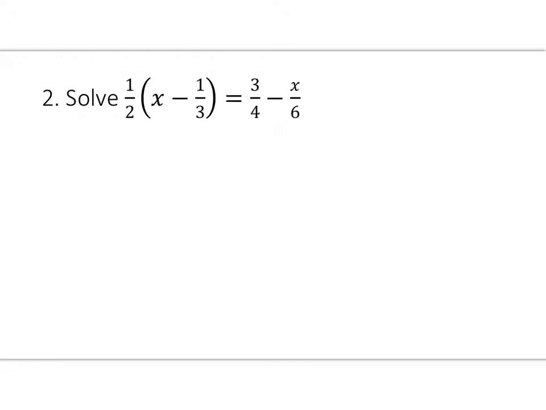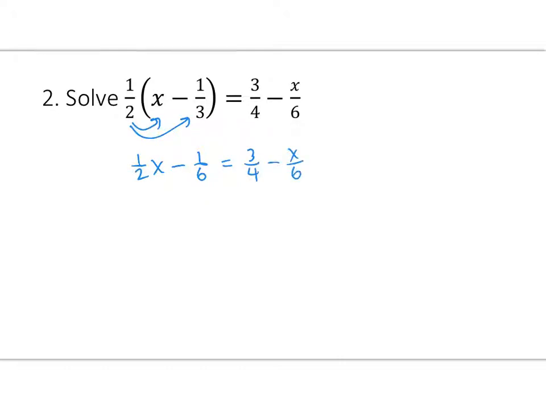This time we have an equation involving fractions, but we still have a distribution to do. So we've got to distribute the 1/2 on the left-hand side, 1/2 times x, and 1/2 times minus 1/3. So 1/2 times x is 1/2 x, and 1/2 times 1/3 is 1/6, and that equals 3/4 minus x divided by 6.